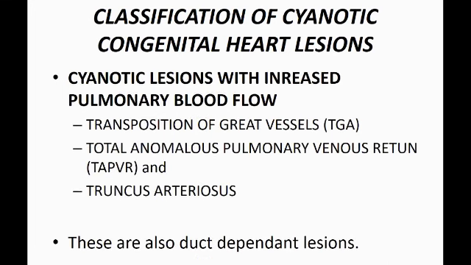The second category of cyanotic congenital heart lesions are those in which there is increased pulmonary blood flow. So these children present not only with cyanosis but also with signs of congestive cardiac failure. The defects include transposition of great vessels, total anomalous pulmonary venous return, and truncus arteriosus. These are also duct-dependent lesions.